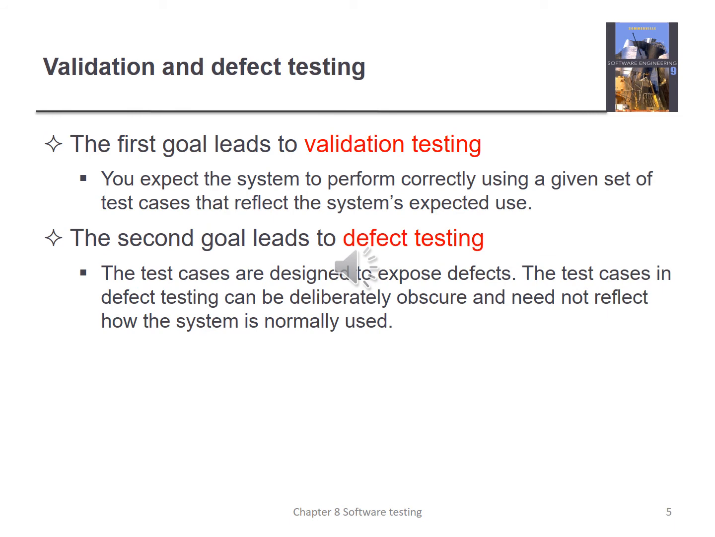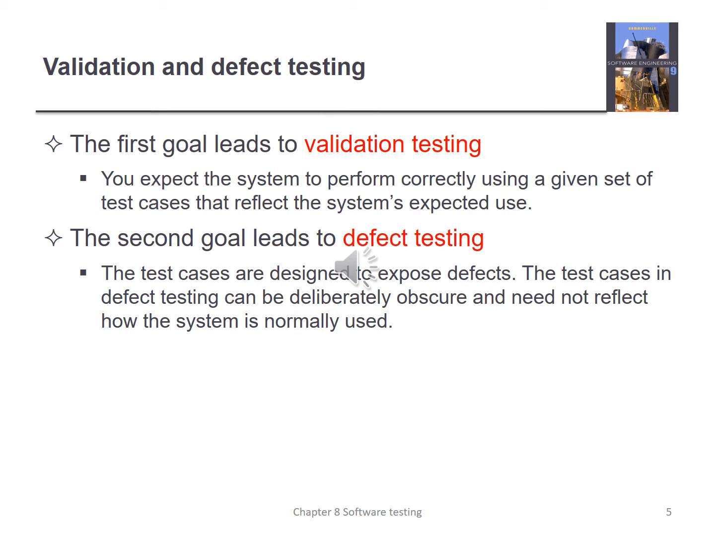So the first goal leads to validation testing. You expect the system to perform correctly using a given set of test cases that reflect the system's expected use. We talked about validation before. We said we test the program against the user requirements. Is it really what the customer wants? Usually validation testing comes under the name of user acceptance testing. This means the user will attend the testing, and then we could say, yes, that's what I really want.